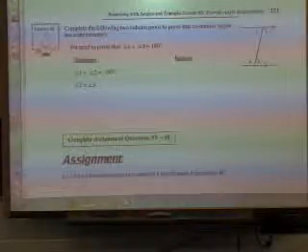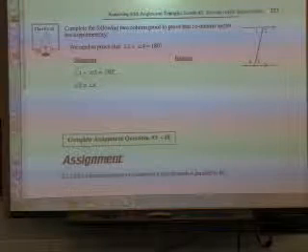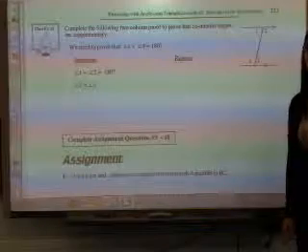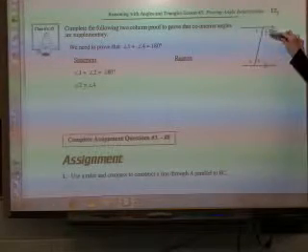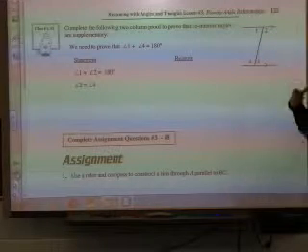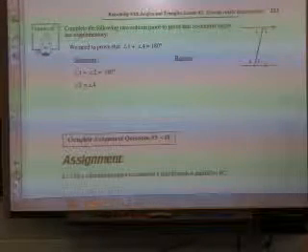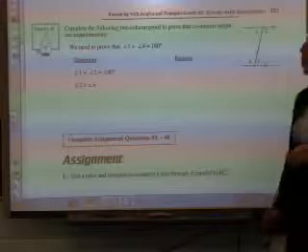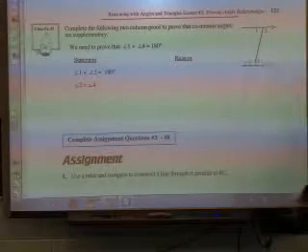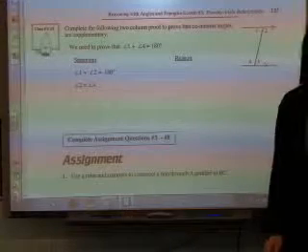So the last thing that we're going to do before you guys have practice questions is we're going to prove that co-interior angles are supplementary. Yesterday we showed they were supplementary by physically measuring the angles. Today we're going to do deductive reasoning to show this. So what we want to prove is that angle 1 plus angle 4 equals 180 degrees.